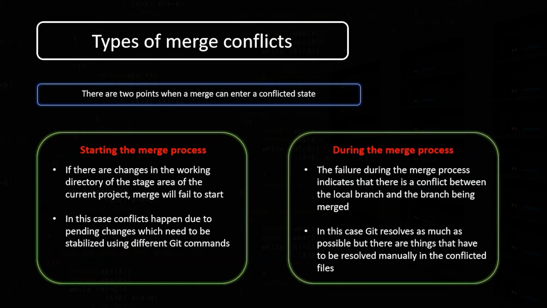Second, during the merge process, if you get some conflict, the merge conflict originates. A failure during the merge process indicates that there is a conflict between your local branch and the branch being merged. You are trying to move changes from one branch to another, and some conflicts come up in the branch in which you are doing the merge. Git resolves as much as possible automatically, but if it is not able to manage, human intervention is required so that we can resolve these conflicts manually.